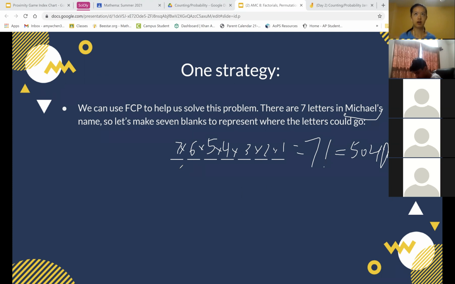And just a reminder, in permutations, the order of the objects that we're arranging matters. So in Michael's name, the items that we're arranging are the letters of his name, and the order of those letters matters.